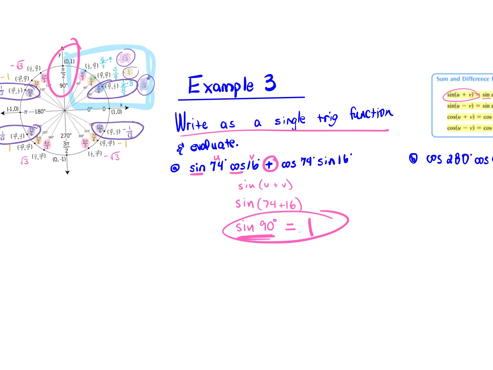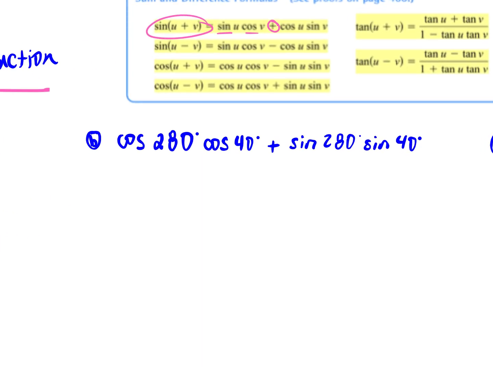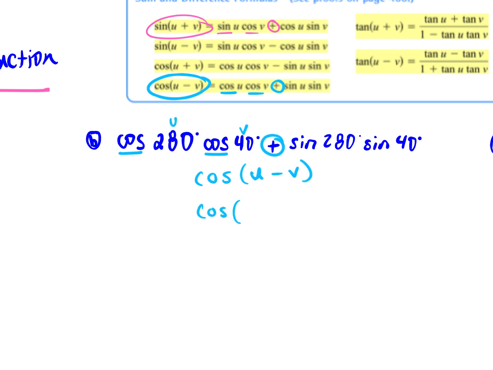Let's do B. So for B, our equation goes cosine, cosine, plus. Which of our formulas here goes cosine, cosine, plus? The last one. So that's cosine of u minus v. The first number is going to be our u, second number is going to be the v. So this would be cosine of 280 minus 40. So cosine of 240.